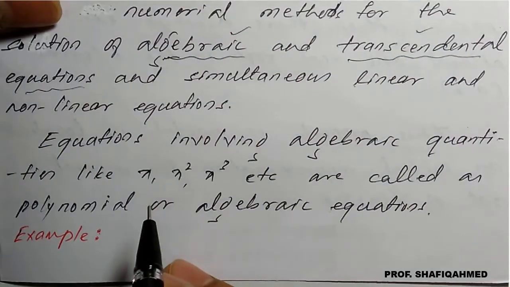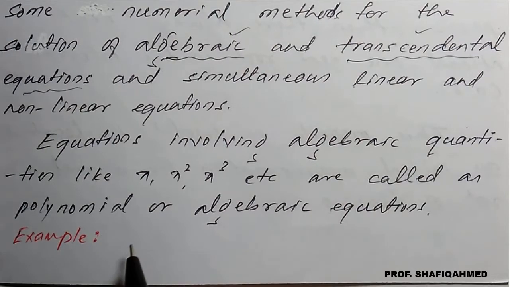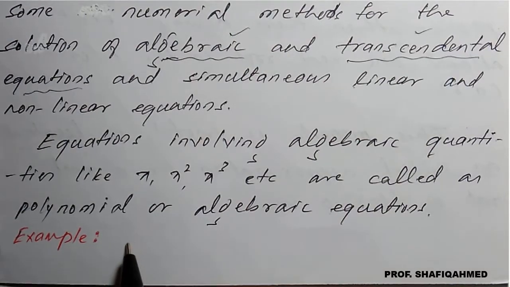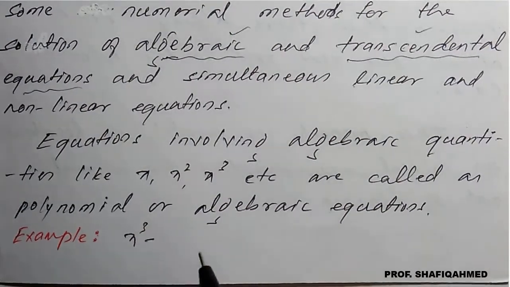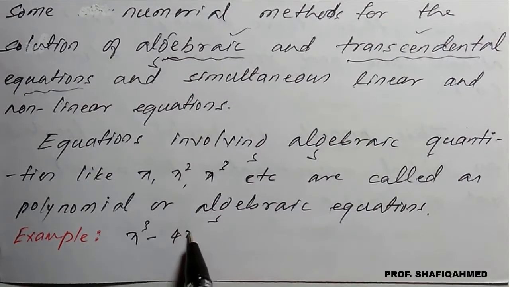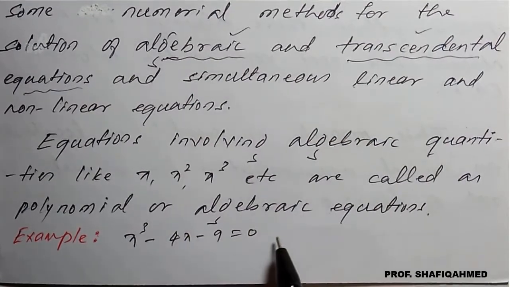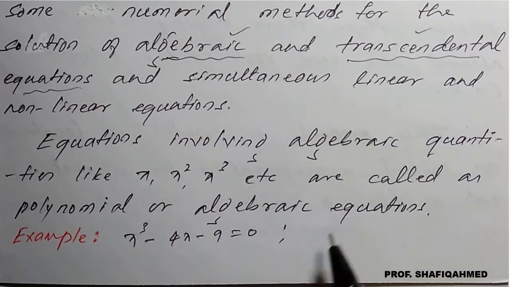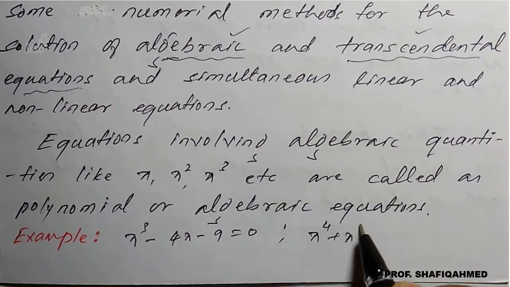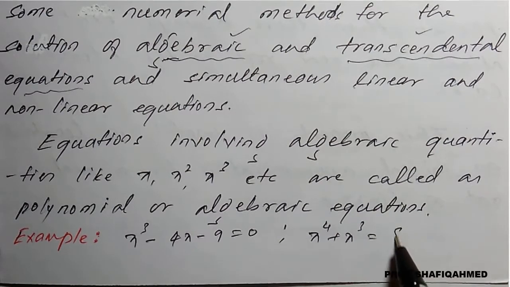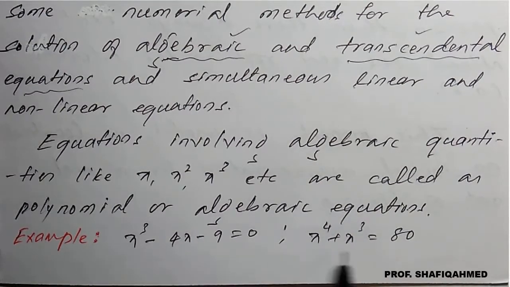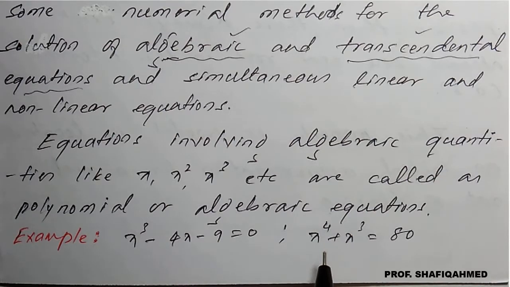So for example, x cube minus 4x minus 9 equal to 0, one example. Or another example, x raised to 4 plus x cube equal to 80. So all these equations are purely in the form of one variable and are only polynomials. Such kinds of equations are called algebraic equations.